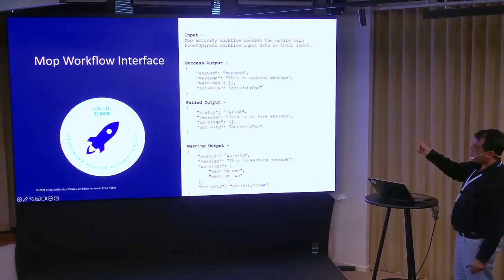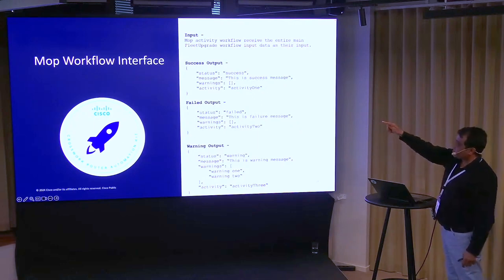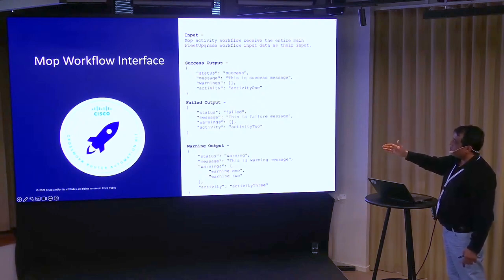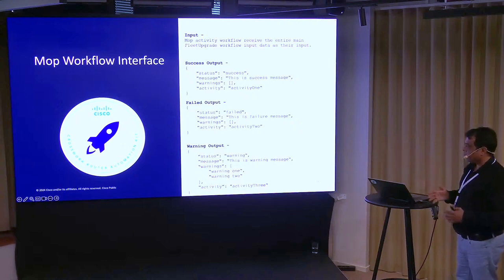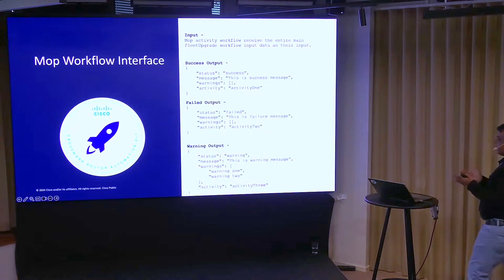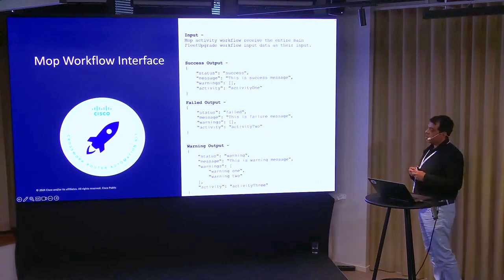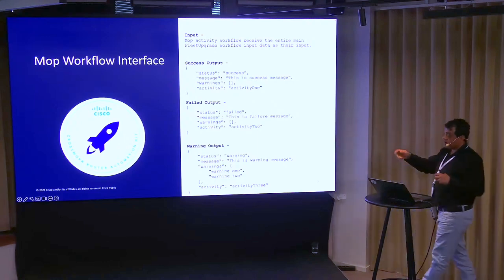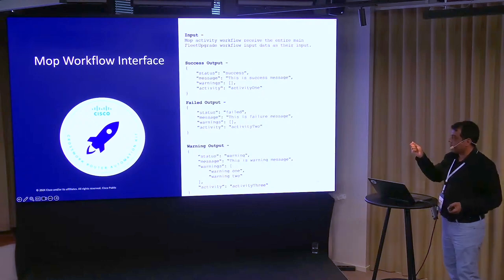This is the mop activity workflow schema. We expect status should be either success, failed, or warning. Then the message as per the value of the status. Warning is an empty array list in the case of success or fail. But in some cases, you may want to produce the output of the workflow as a warning, because something is wrong with the device, or for any other reason. It depends on what activity you're going to write. But these are the 3 different examples I have provided. This is the interface you have to follow while writing the activity workflow.